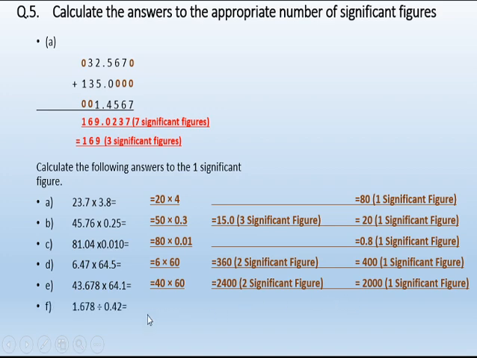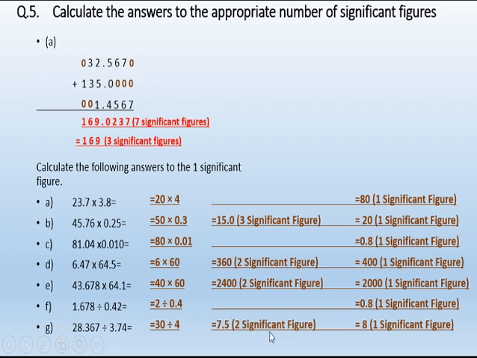Now it is about division. In division you can see that we are dividing and we will be converting to one significant figure. So 1.67 will be considered as 2, and 0.42 will be considered as 0.4. Both are one significant figure, so we are dividing 2 by 0.4. This will give us 5. Similarly, 28 divided by 3, we are rounding it off, so 30 divided by 4, which gives us 7.5, which is 2 significant figures, which is 8 to one significant figure.